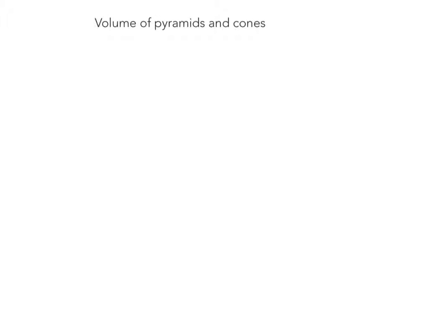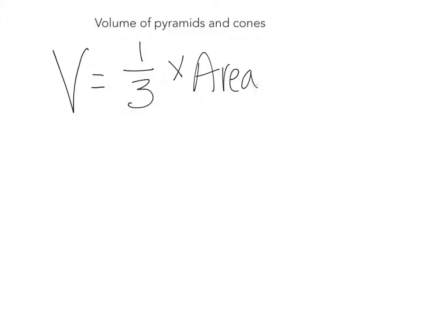Okay, today we're going to learn about volumes of pyramids and cones. First, we need the formula. The formula for the volume of a pyramid or a cone is as follows. Volume is 1/3 of the area of the base times the height.